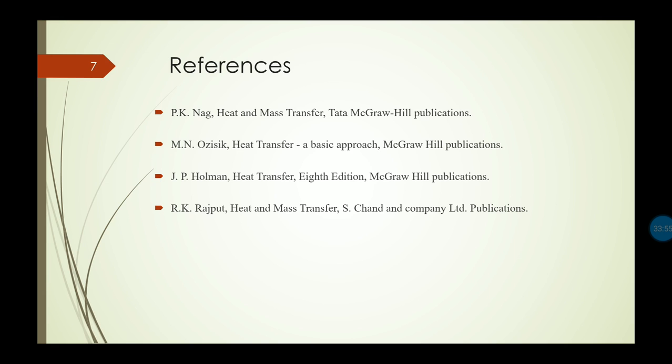So this is the end of this lecture. Today we have discussed the basic review of fluid mechanics and some basic introduction to convection heat transfer. In the next lecture we will be discussing the boundary layer concept, and based on that we will try to derive its associated equations, and based on that we will try to solve some numericals. So this is the end of this lecture.